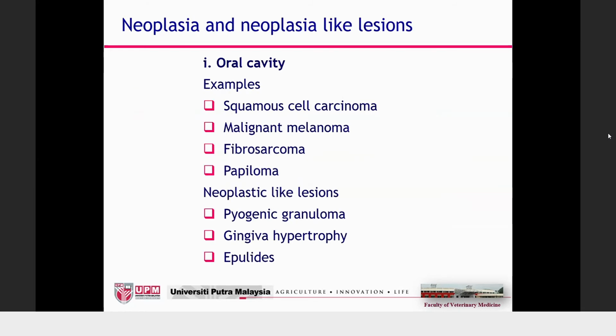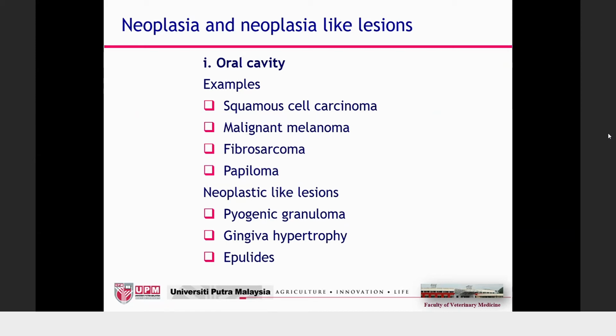So in the oral cavity, as I mentioned to you earlier, squamous cell carcinoma and papilloma are quite common. Occasionally you might also see malignant melanoma, particularly in dogs. You can see that there is a pigment, black in color, present in the oral cavity. That's malignant melanoma. And there's also fibrosarcoma. And all of these are very common in the oral cavity.